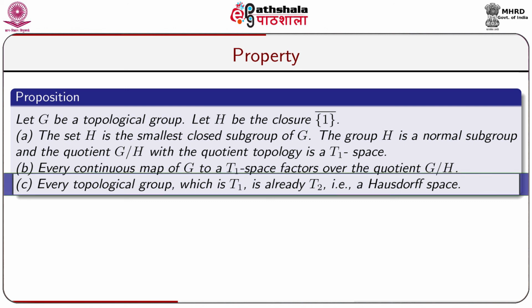Finally, every topological group which is T1 is already T2, that is Hausdorff. I am leaving the proof of this part as an exercise. So far we have discussed various kinds of properties of topological groups. In fact, most of the properties are due to the fact that left multiplication, right multiplication and inversion are homeomorphisms. We can formalize some properties.